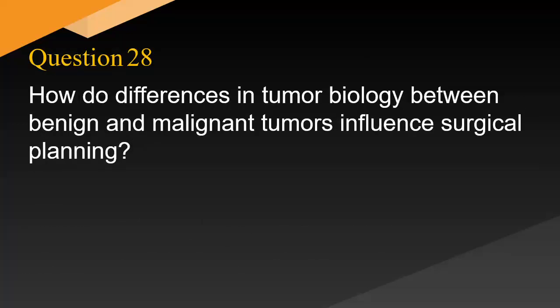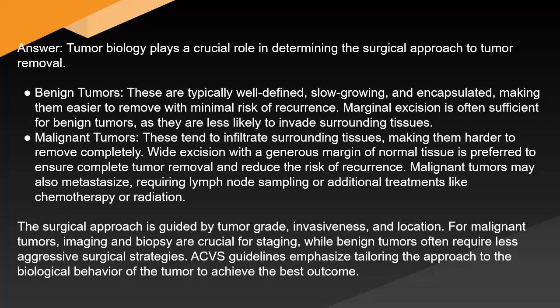How do differences in tumor biology between benign and malignant tumors influence surgical planning? Answer: tumor biology plays a crucial role in determining the surgical approach to tumor removal. Benign tumors: these are typically well-defined, slow-growing, and encapsulated, making them easier to remove with minimal risk of recurrence. Marginal excision is often sufficient for benign tumors as they are less likely to invade surrounding tissues.